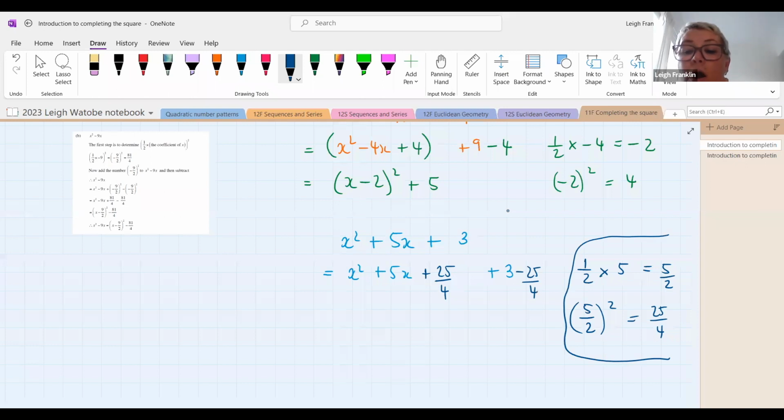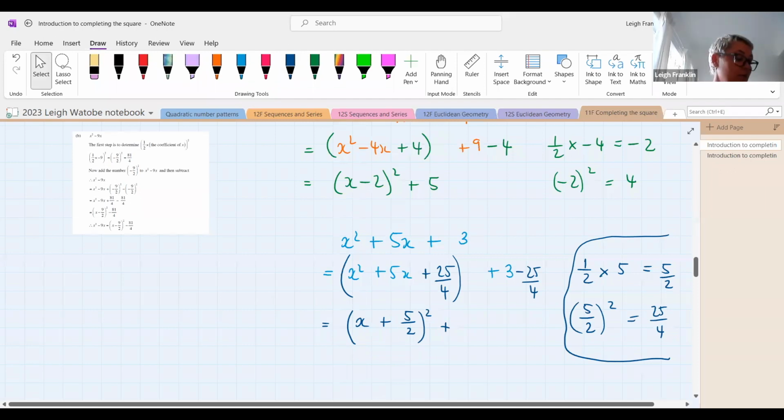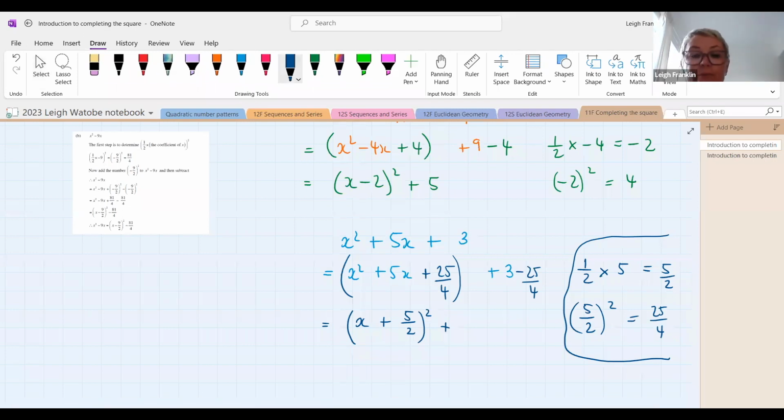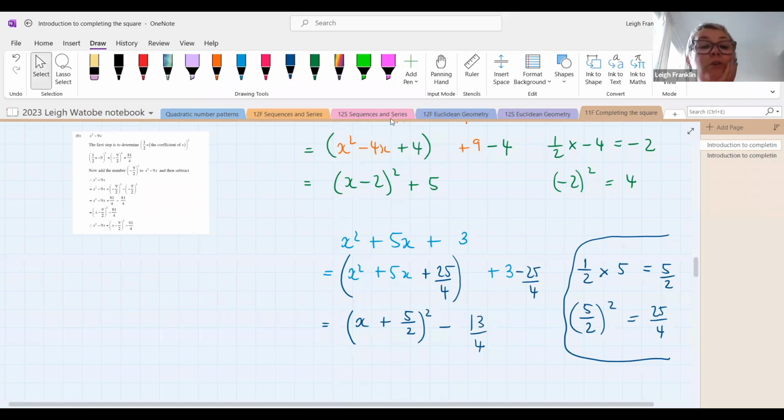Let me just draw a block around that. Here is your perfect square trinomial. It's going to factorize into x plus 5 over 2 squared plus 3 take away 25 over 4 is going to leave me with, sorry, it's not a plus, it's a minus because what I've taken away is bigger, minus 13 over 4. So that's what would happen if it was odd.